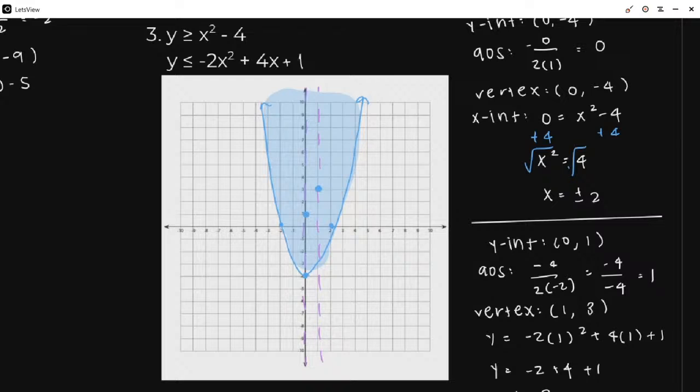Okay, so we can reflect our y-intercept, which would be here. And then graph. Okay, so since it is equal to, that means we would make a solid line. And for this one, y is less than, so we would be shading inside the graph. So that would be the shading for this. And our final answer would be this area here, because that's where they overlap.